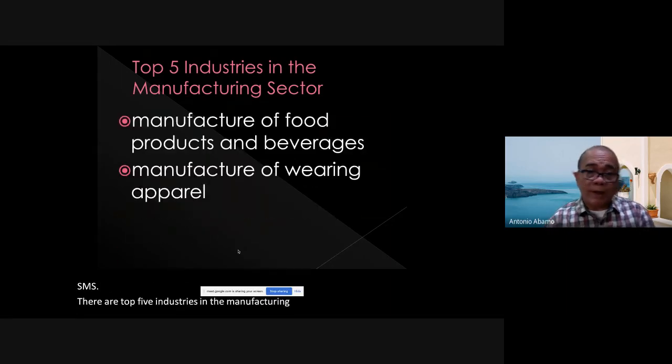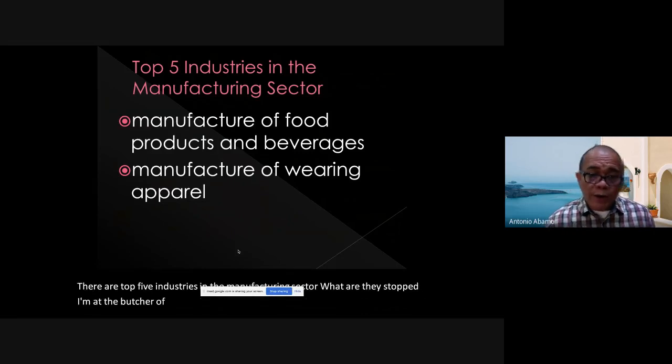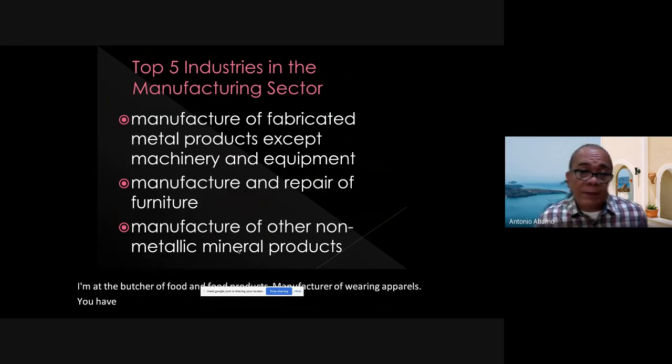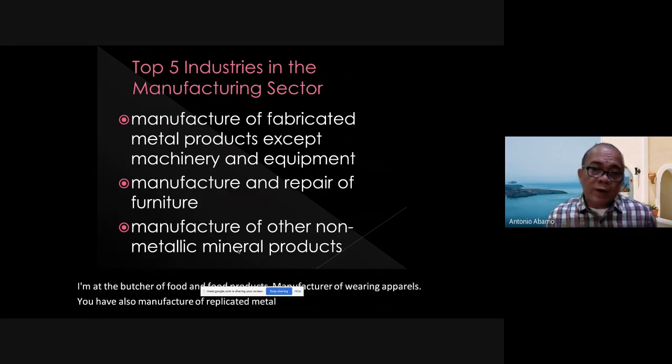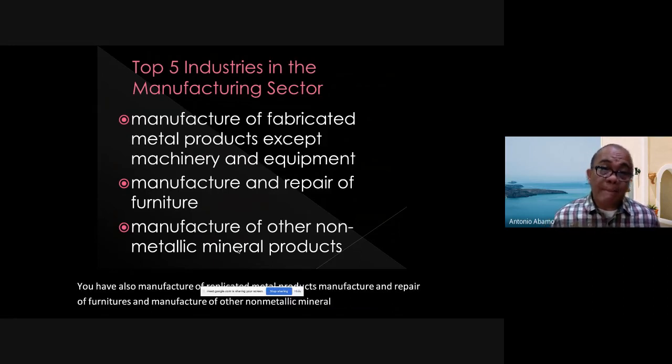What are these top five? Manufacture of food and food products, manufacture of wearing apparels, manufacture of fabricated metal products, manufacture and repair of furnitures, and manufacture of other non-metallic mineral products. Top industries in the manufacturing sector.